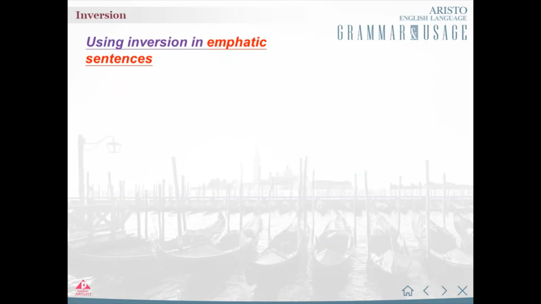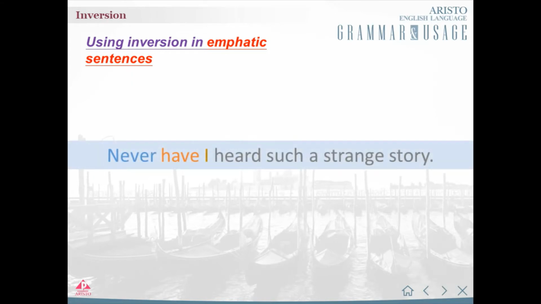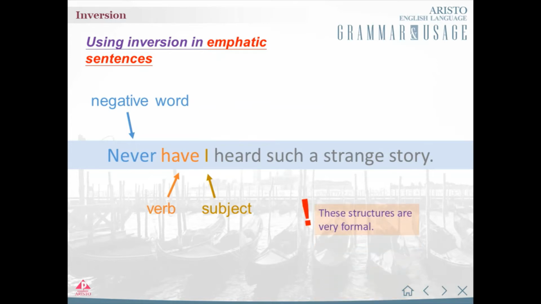We also use inversion in emphatic sentences, beginning with a negative word or idea. Emphatic sentences express strong ideas or feelings. Look at this example. Never have I heard such a strange story. The negative word at the start of this sentence is never, which is followed by an inverted structure. Formed in this way, this sentence means that the story the speaker heard was so strange that they had never heard anything like it before. This structure is very formal.